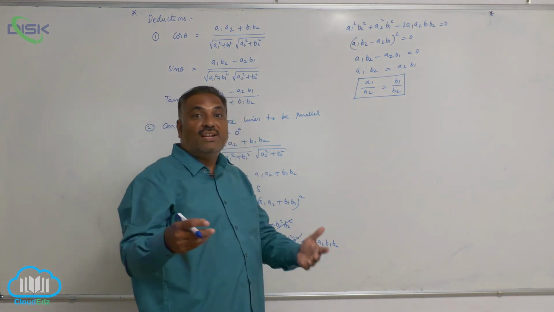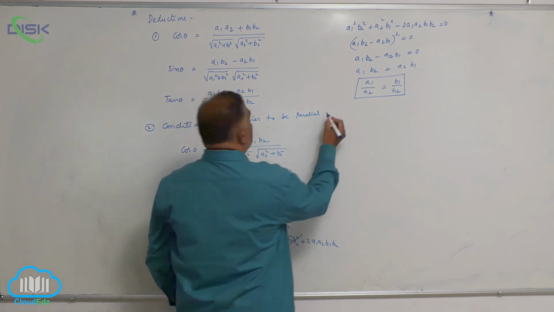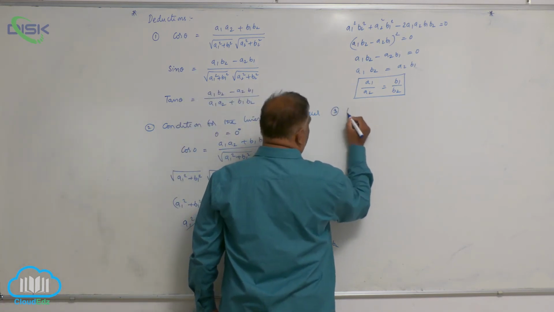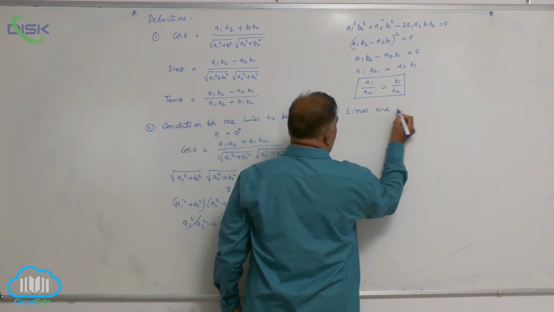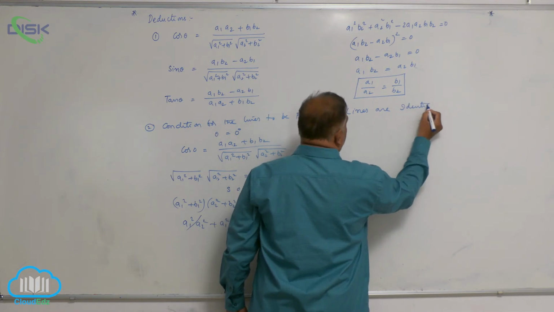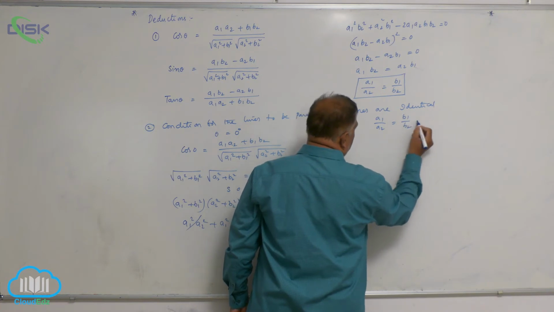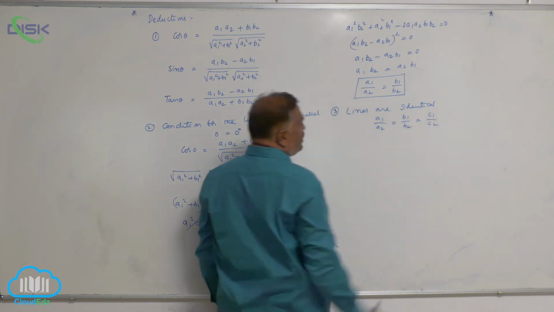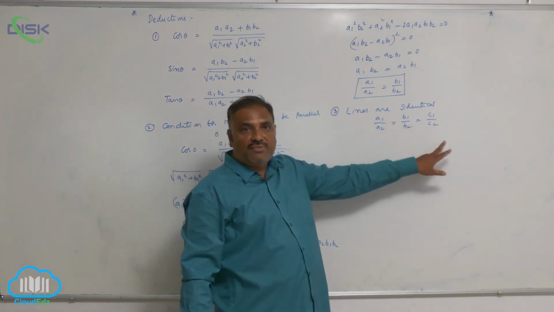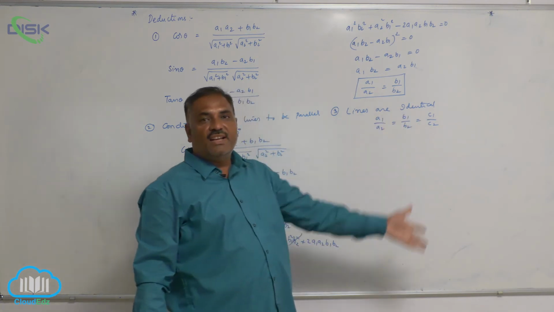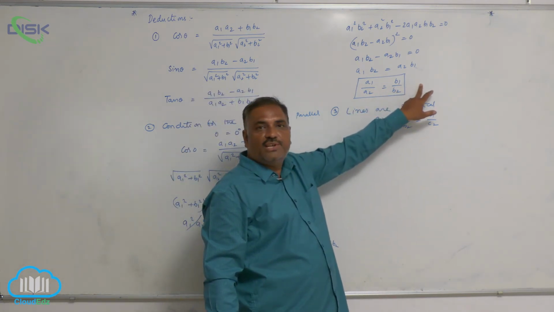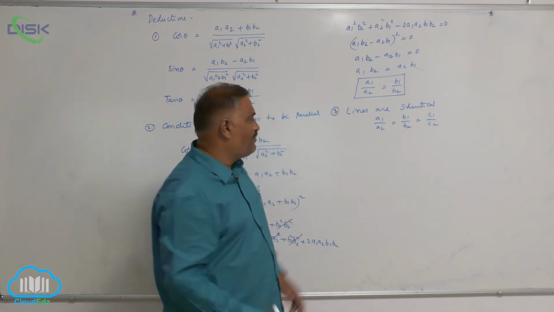Suppose you want lines to be identical. Now deduction number 3. Lines are identical if the condition is a1 by a2 is equal to b1 by b2 is equal to c1 by c2. If it is equal to c1 by c2, the lines are identical. Not equal to c1 by c2, the lines are parallel.